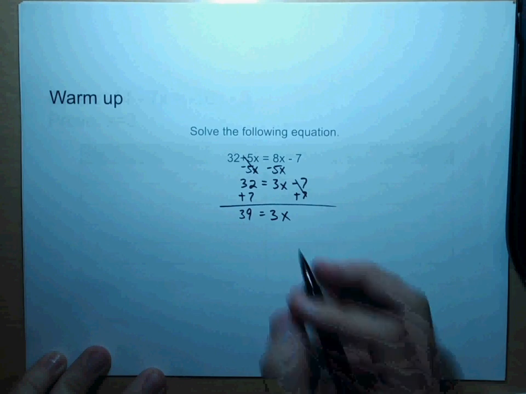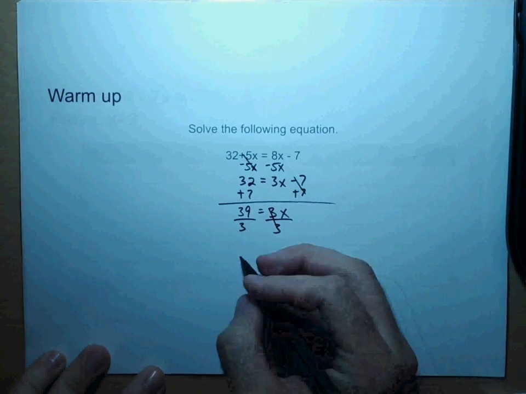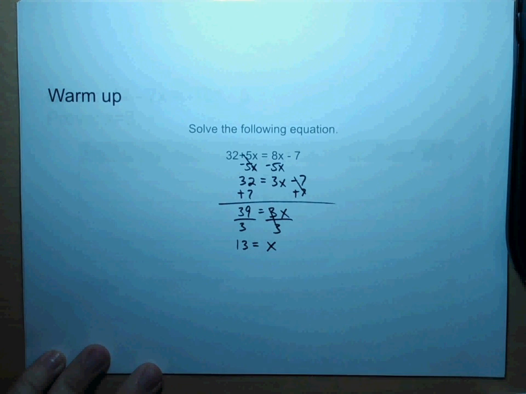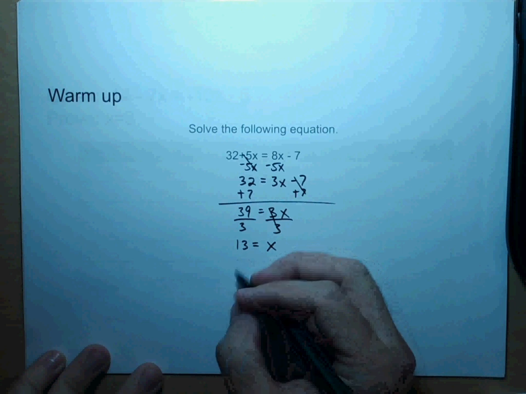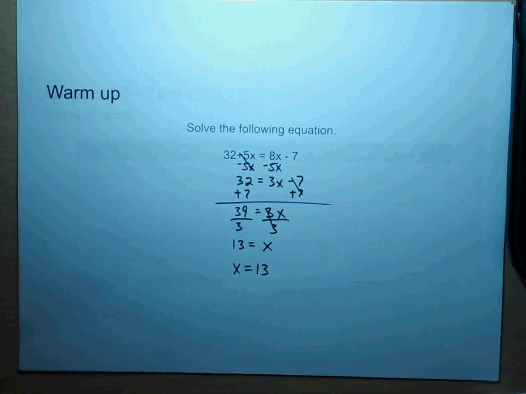Last step, divide both sides by 3, leaving us with 13 equals x. And then you need to flip it around and x equals 13. We're used to this. We've been doing this for a while. But today you have to justify what you did.